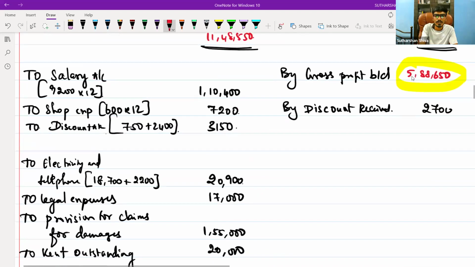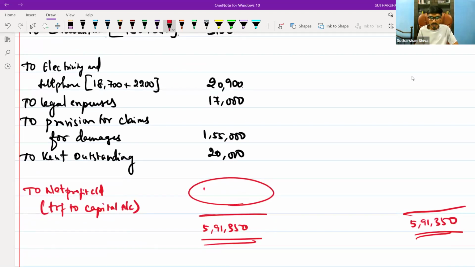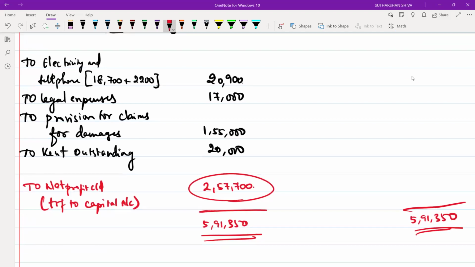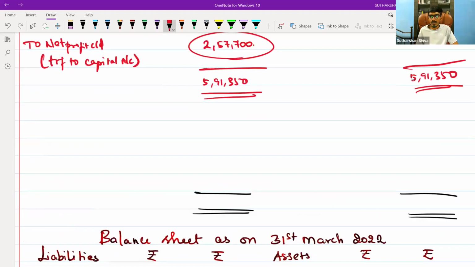Take the values over there. Subtract 1,10,400. Subtract 7,200. Subtract 3,150. Subtract 2,900. Subtract 17,000. Subtract 1,55,000. Subtract 20,000. I'm getting 2,57,700. Is it? Yes, sir. Here I have balanced it.